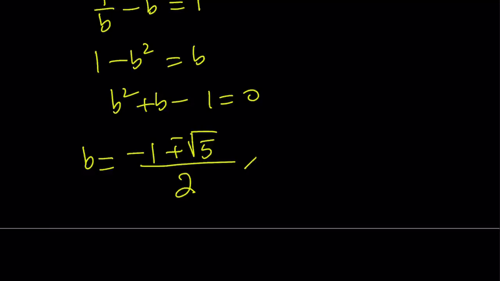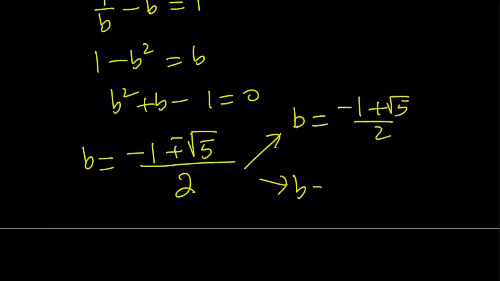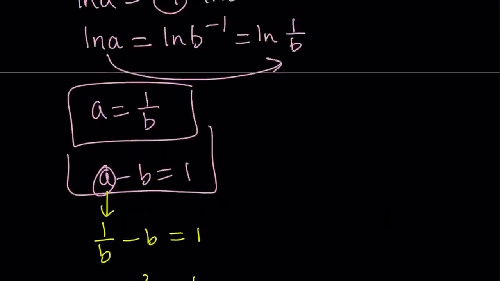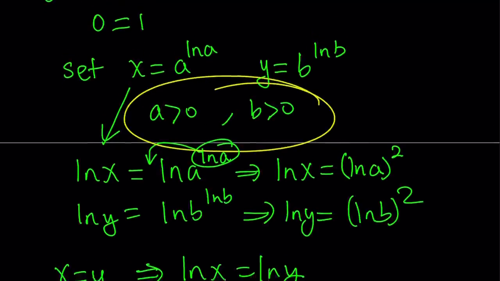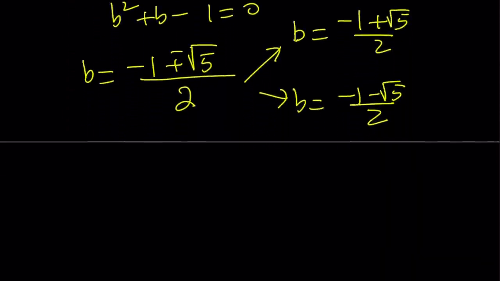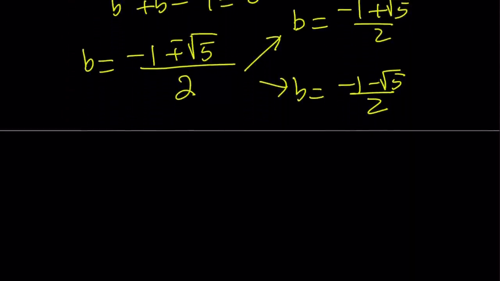So here's the thing. We can split it up into two solutions. b can be written as negative 1 plus root 5 over 2, or b equals negative 1 minus root 5 over 2. Now, here's the problem. At some point, we said that a and b both have to be positive, right? So the second solution actually violates that rule, because negative 1 minus root 5 over 2 is clearly less than 0. So we're not going to be able to take that. But the other solution is okay. So discard this one and take the first one.